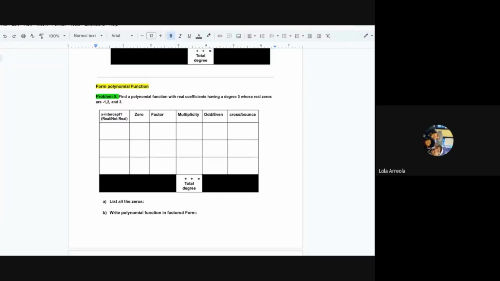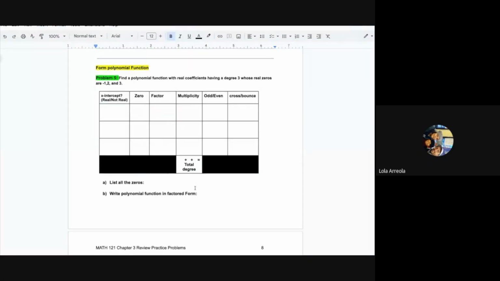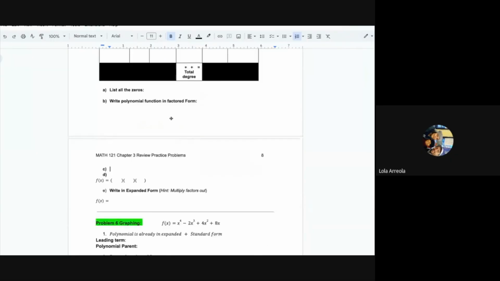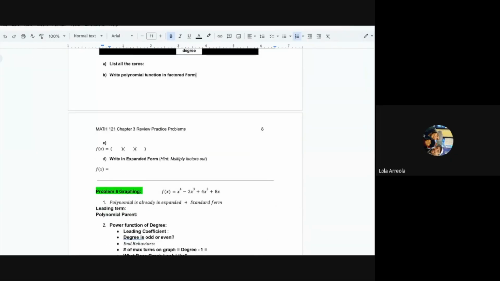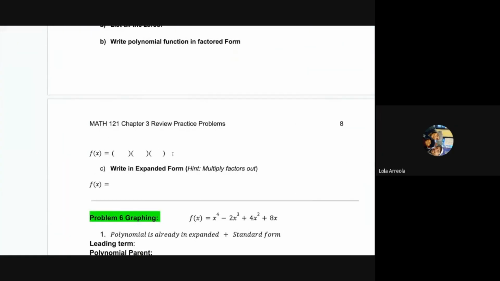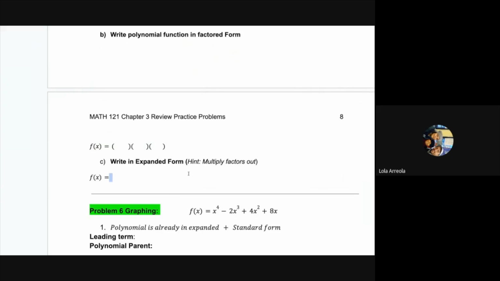Okay, now I'm going to do problem number 5 on the actual document. Find a polynomial function. Whenever we say polynomial function, we're looking for something in expanded form or factored form. This would be the factored form whenever you see the sets of parentheses. Expanded just looks like a long line. Do I see any parentheses? No. Do I see a long line of variables in descending exponential order? Look, it goes x to the 4th, x to the 3rd, x squared. So this would be an example of expanded form.